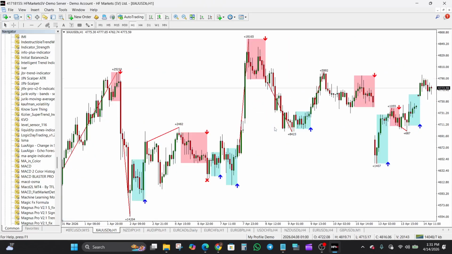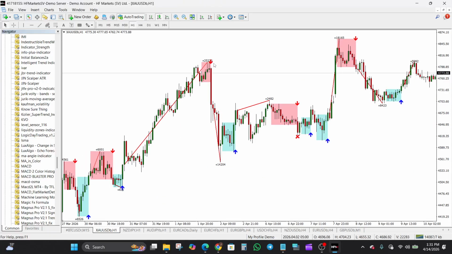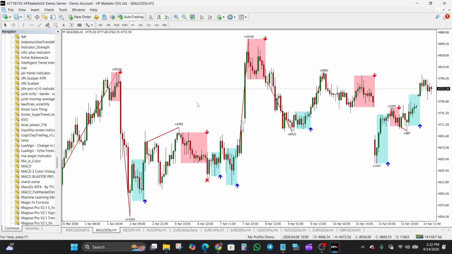Let's focus on the signals. The indicator paints downward red arrows for sell signals and upward blue arrows for buy signals. You will also notice that it paints a red area when a sell signal is given. You will notice the appearance of this red shaded area around the candlesticks zone. You can see it here again.